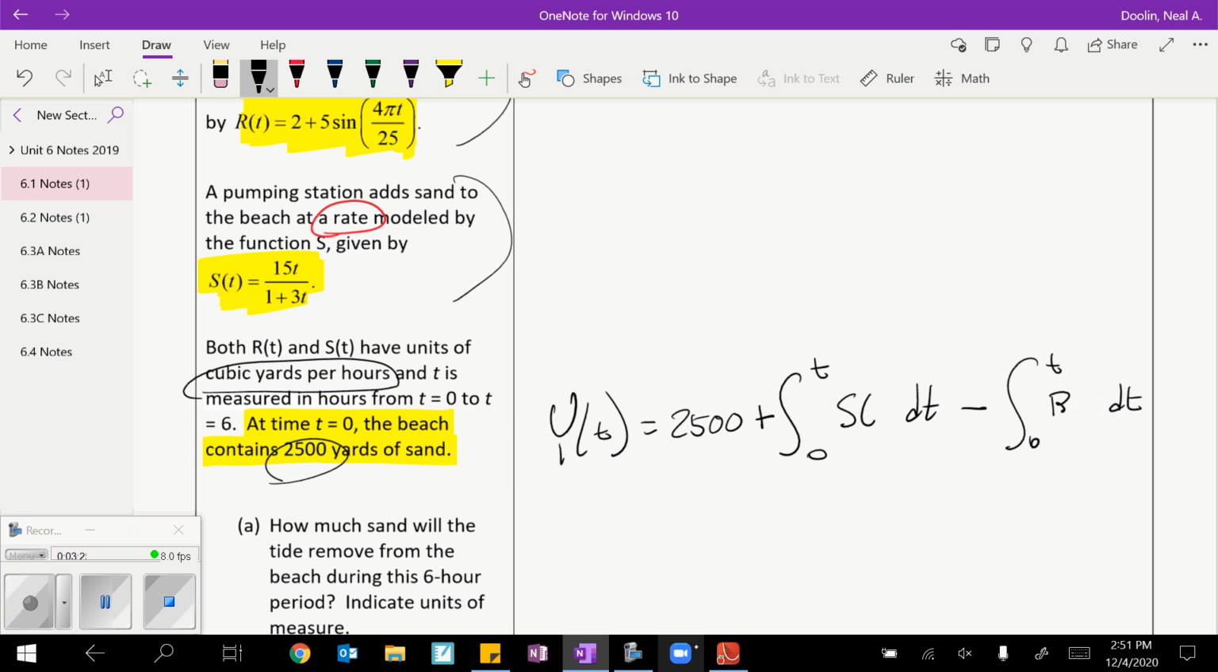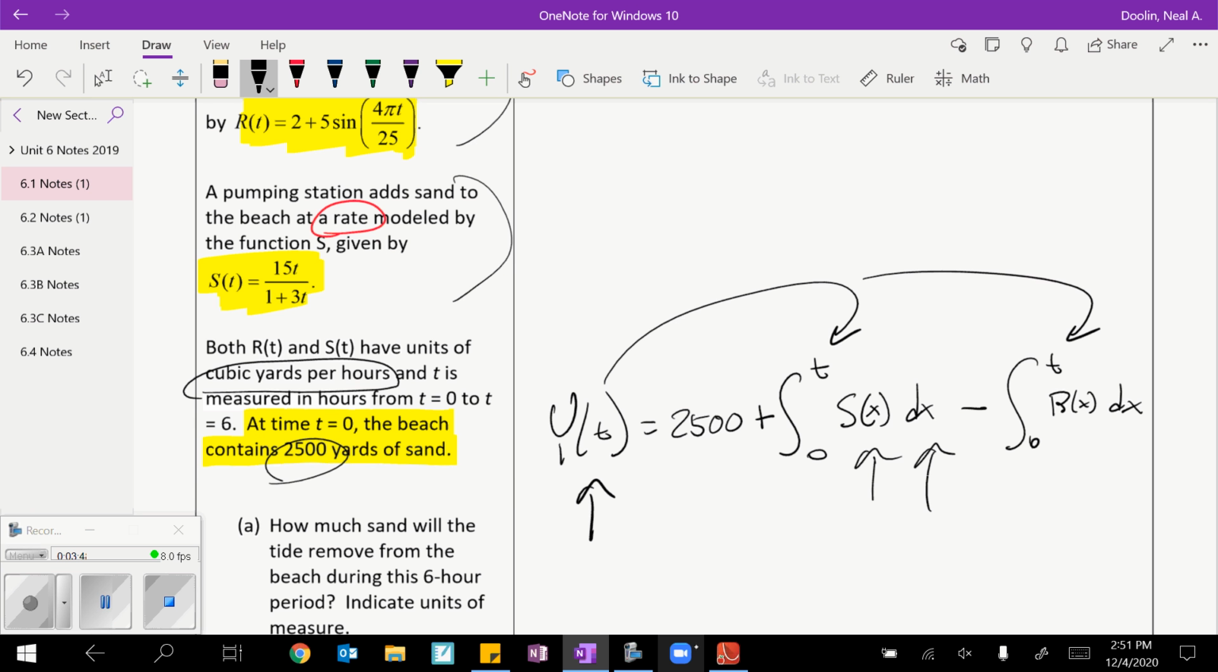I want you to change the input variable. So I guess we have to change the dt as well. You can rename it whatever you want. You can say it's s of x dx, r of x dx. But because we want our answer in terms of time, I have to leave t in the upper limits here. You can replace the variable in the function with any dummy variable you want. It doesn't matter.